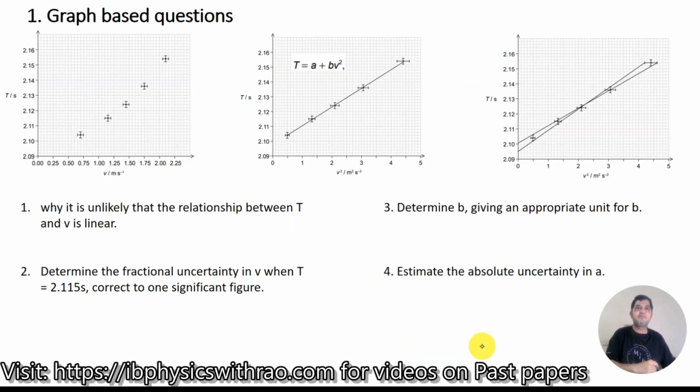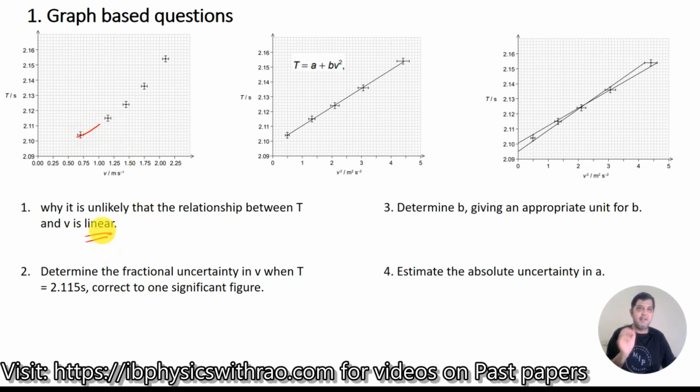Next, this is a graph once again. One more question. The plot of t versus v square, I think this should be for a simple pendulum. Why is it unlikely the relationship between t and v is linear? I hope you should be able to answer this question by looking at this graph, after learning all this. See, it is going like this. Can I say it is linear? No, it's wrong.